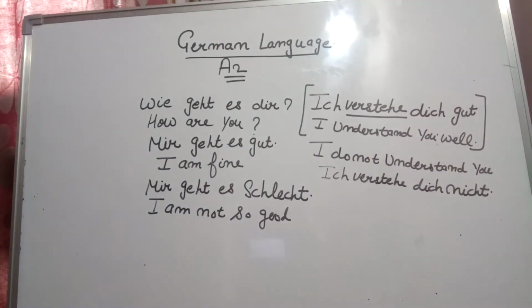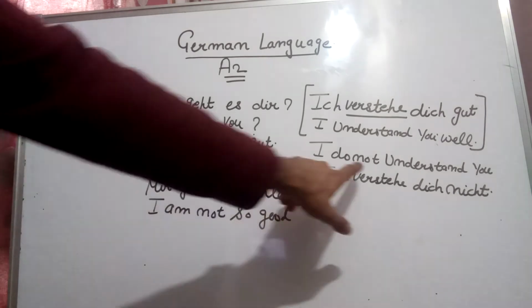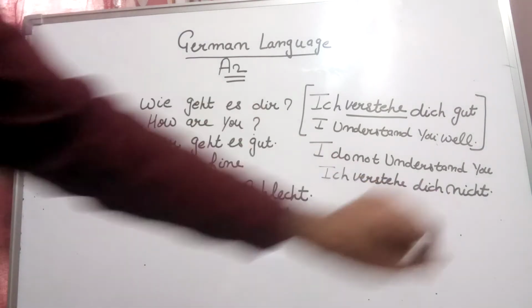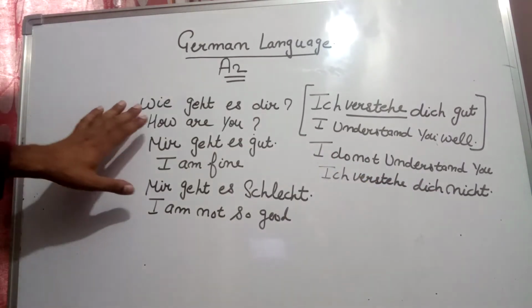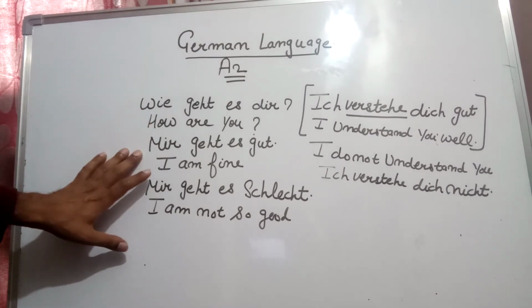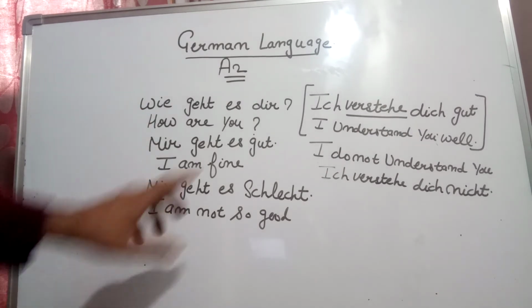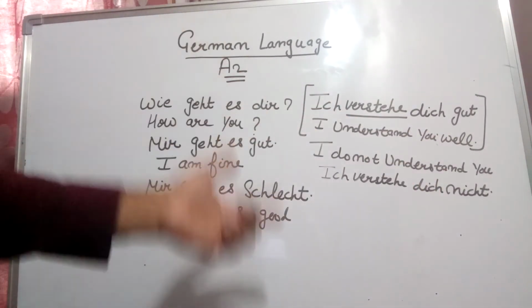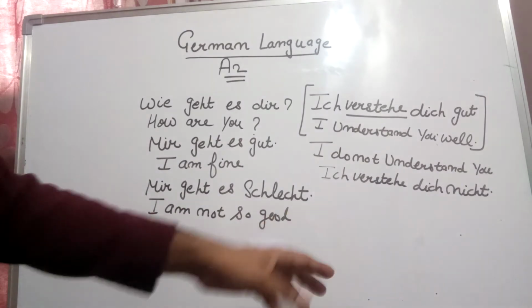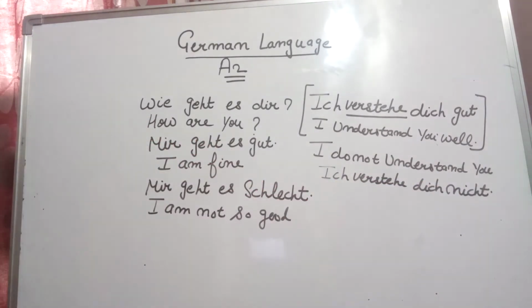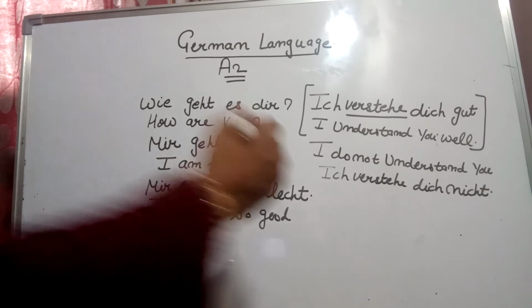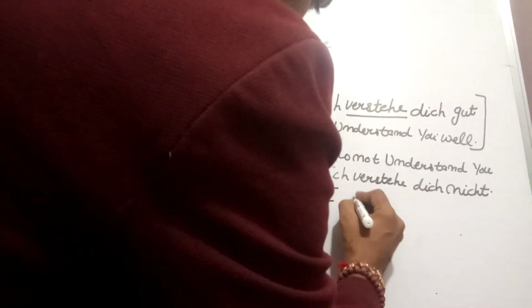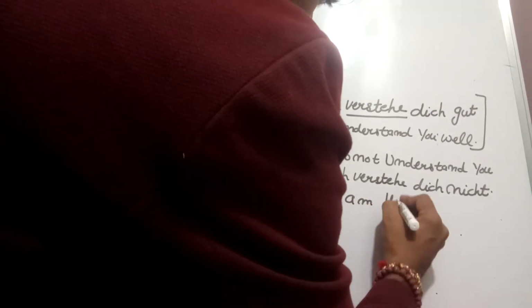If you're saying, I do not understand you. For example, you're saying, I do not understand you. Then you can say like this, ich verstehe dich nicht. Is that clear to you? Ich verstehe dich nicht. Not.